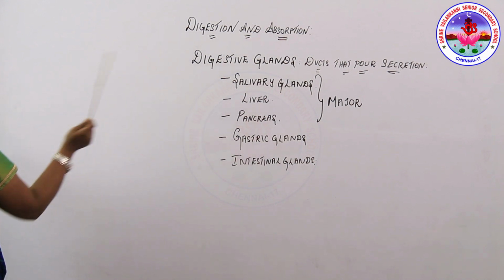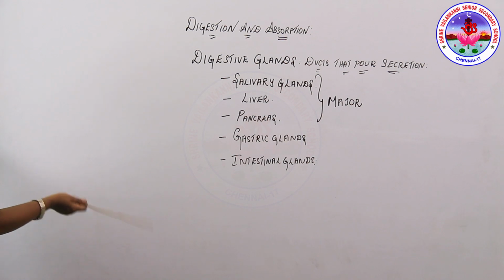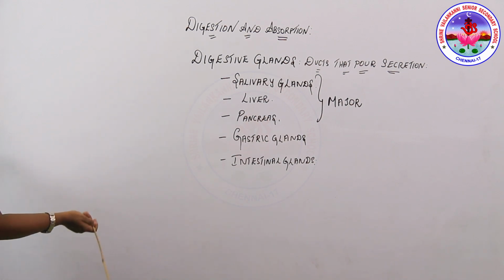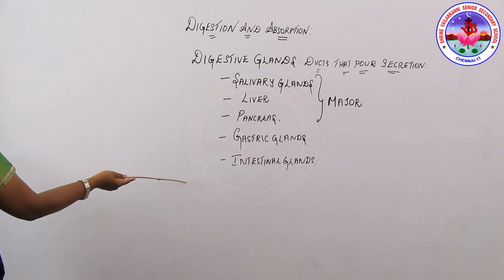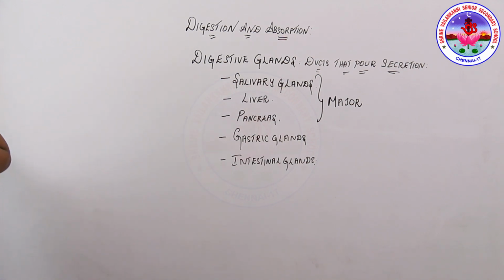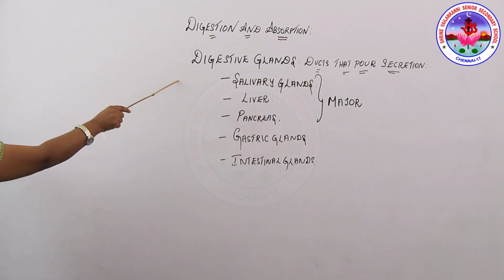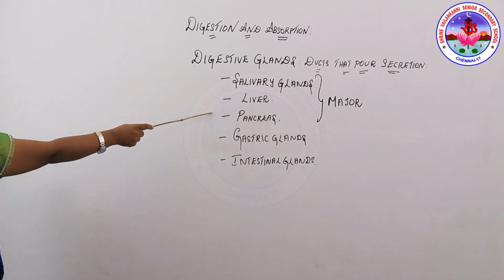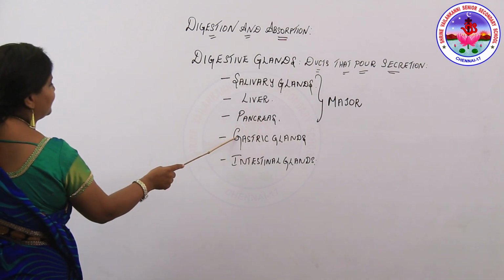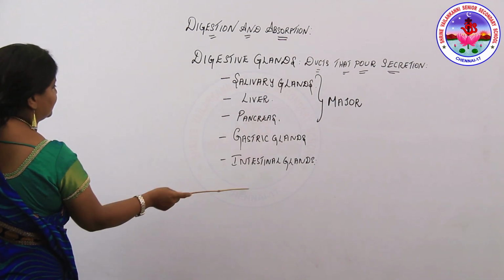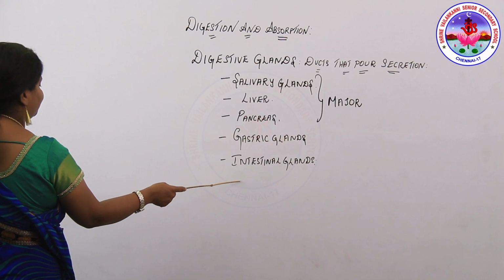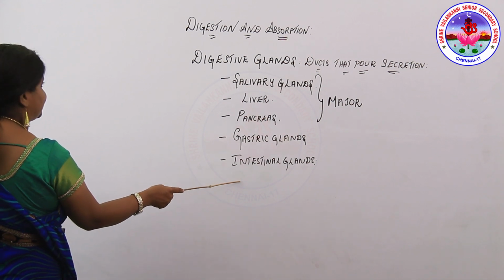So the various parts of the alimentary canal we have studied, what are they? They are the mouth, teeth, pharynx, esophagus, stomach, small intestine, large intestine and the anus. So these are the parts of the alimentary canal. This is the recap for you. And the digestive glands associated with the alimentary canal include the salivary gland, liver, pancreas, gastric glands and intestinal glands. These are the glands associated with breaking down the food materials, where they secrete some enzymes.